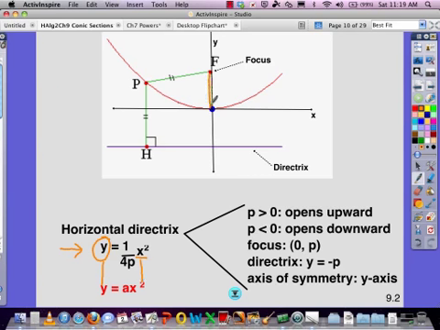So think of this as that p value. The directrix is y equals the opposite of p. So if we're at (0, p) for our focus, then this has to be, in the opposite direction, negative p. Okay? So whatever that p value is, if this is 3, then this is going negative 3 in the opposite direction, because we know the blue dot is (0, 0).